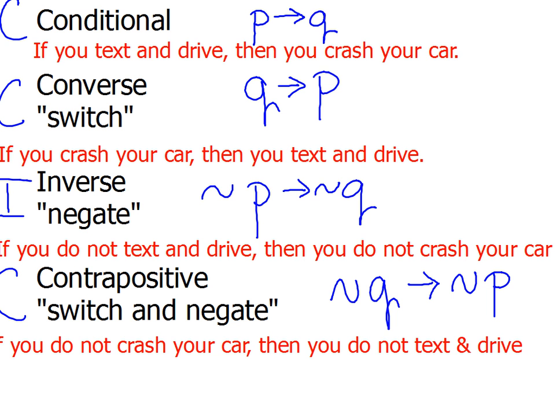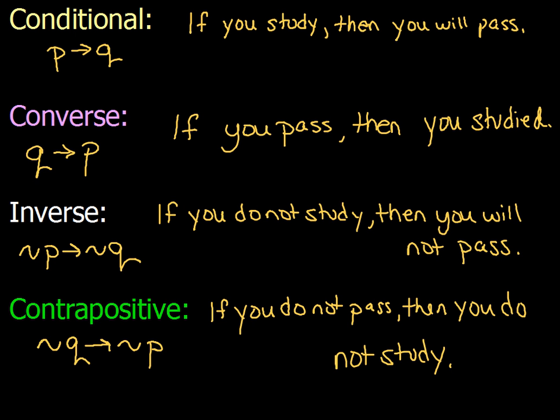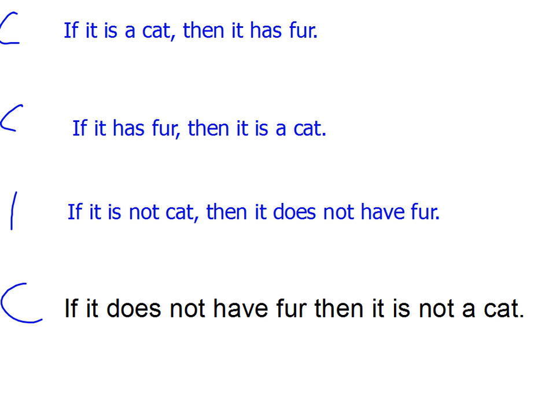One more example of that, or maybe a couple more. If the conditional is if you text and drive, then you crash your car. So the converse, crash your car, then you text and drive. Inverse, do not text and drive, then you do not crash your car. And the contrapositive, do not crash your car, do not text and drive. Okay, here's another example. I'll just let you look at that for a sec. And you can pause it here if you want to spend more time on that. Here's another example if you need more examples.